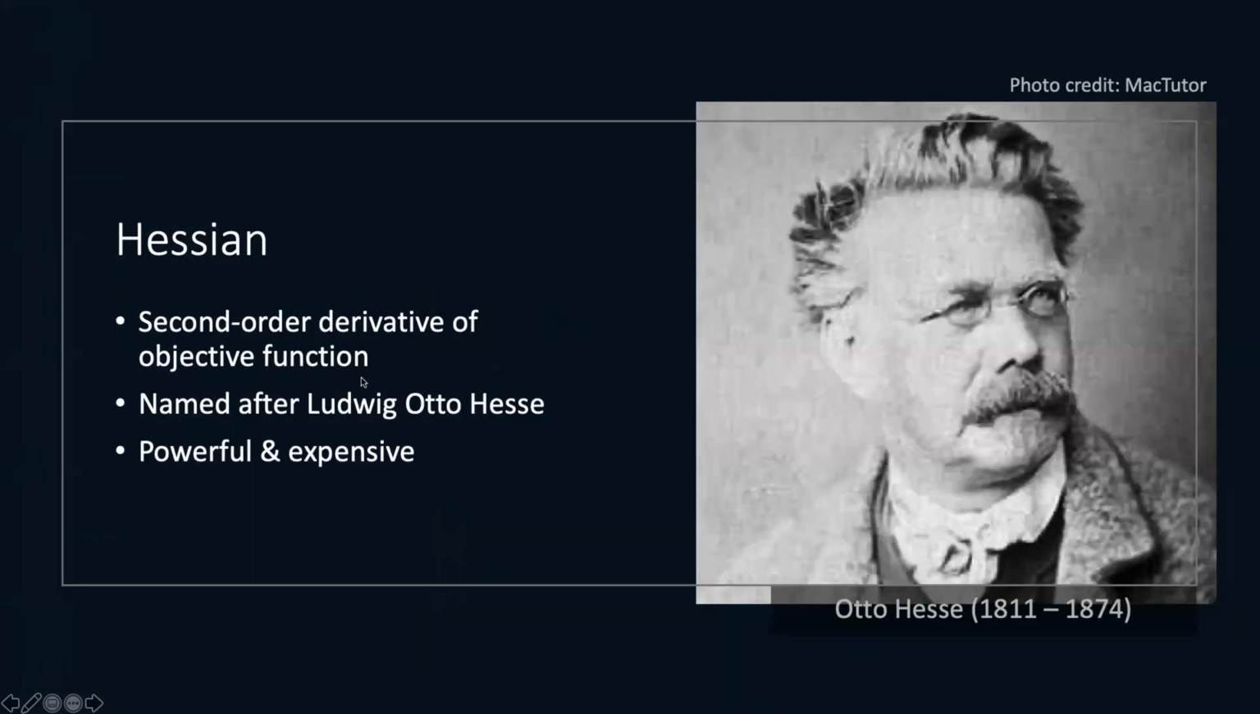Now let's switch gears to talk about the Hessian in mathematics, where the Hessian is defined as the second order derivative of an objective function. It is named after the German mathematician Ludwig Otto Hesse. And this mathematical Hessian surprisingly inherits the properties from its military counterpart. It is powerful and it is expensive. Please keep that in mind.